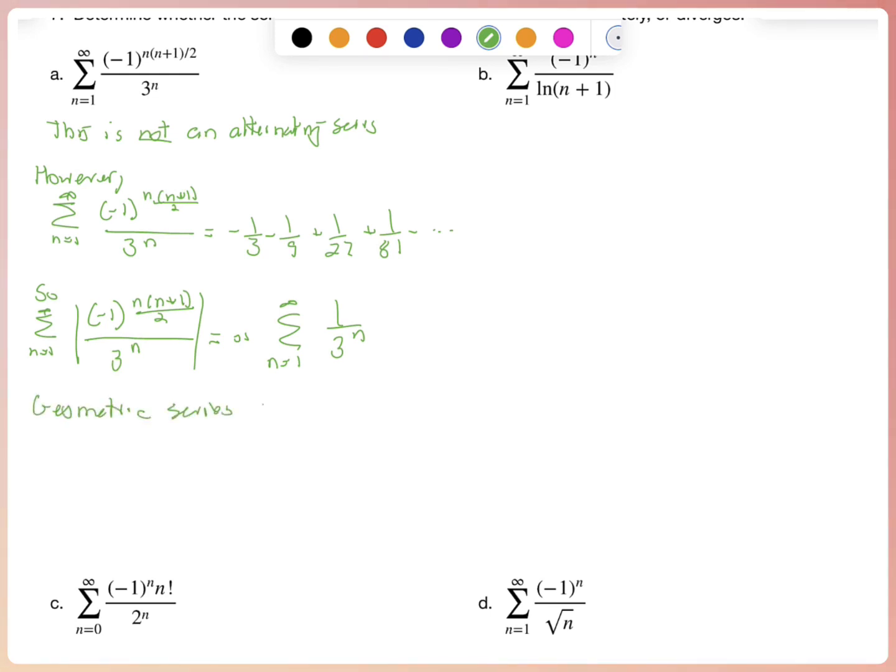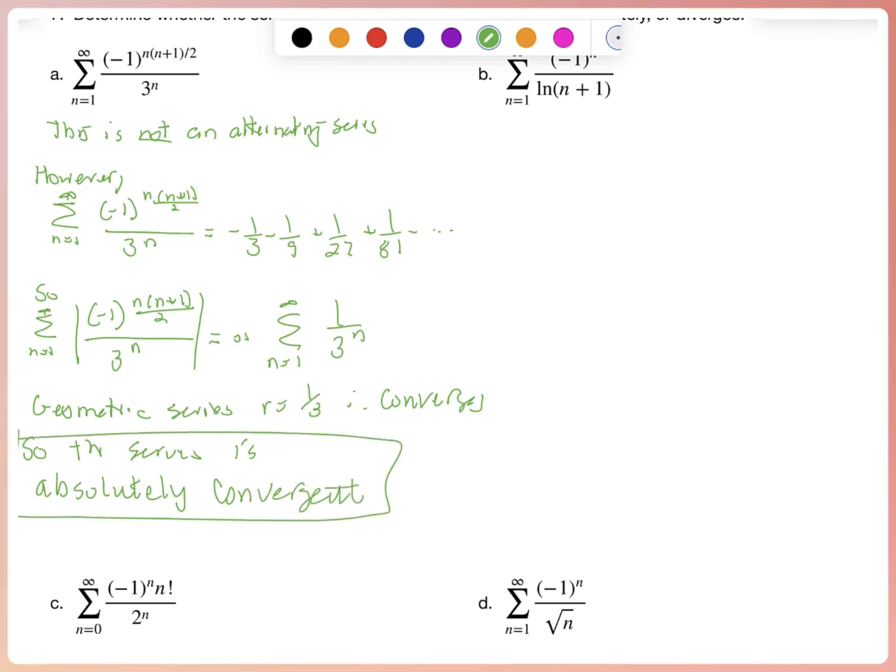So this is a geometric series where r is equal to 1/3, and because r is less than 1, we know this series converges. And so the absolute value of this series converges. And if the absolute value of the series converges, we know the original series also converges. So our conclusion is that this series converges absolutely, or it's an absolutely convergent series.